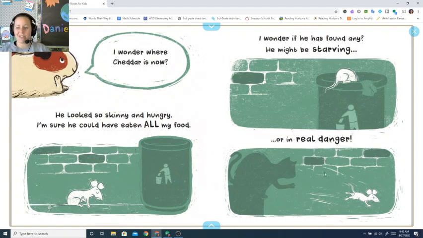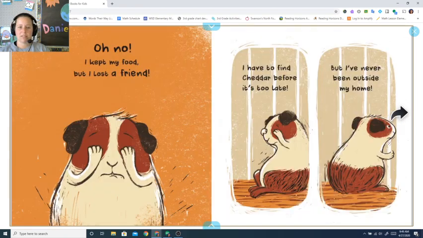So you can see that cat right there, and Cheddar's running away. Oh no! I kept my food, but I lost a friend. I have to find Cheddar before it's too late. But I've never been outside my home. So right here we've got Crunch. He's trying to make a decision, right? He's like, I made a bad choice.